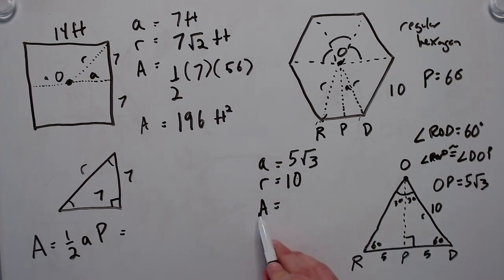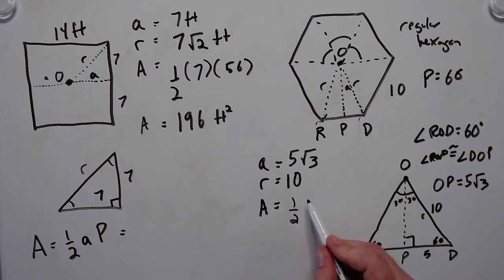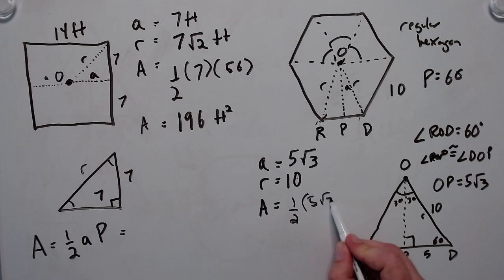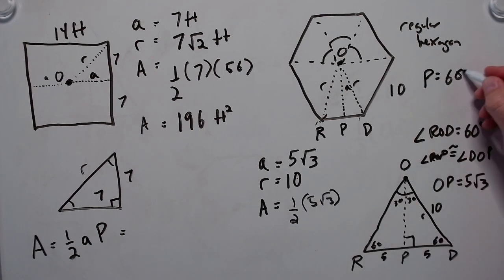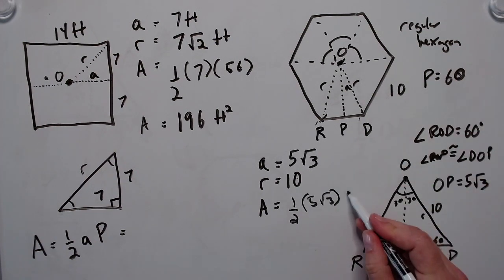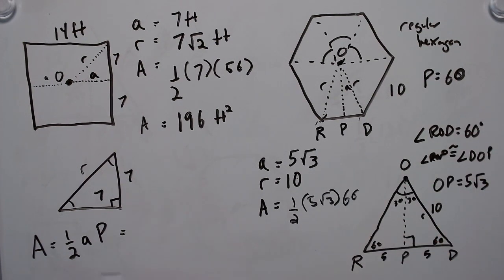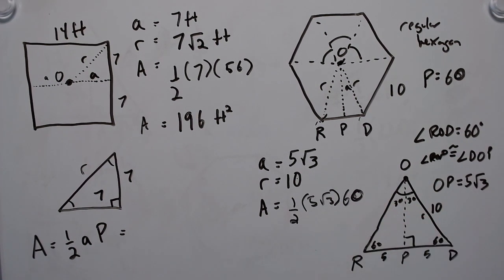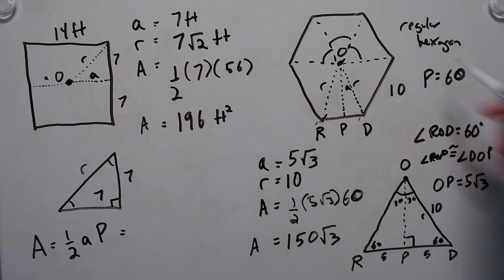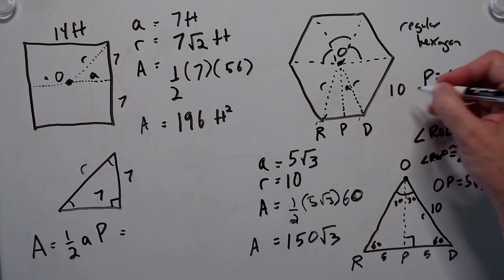So now we can get back to this final thing over here. Area is going to be 1/2 the apothem, so 5 root 3, times the perimeter, which we found up over here. It's 60, I promise. So 1/2 the apothem times the perimeter. Well, I cannot draw 60. 60. And if we do a little bit of math here, we learn that the area is 150 root 3.